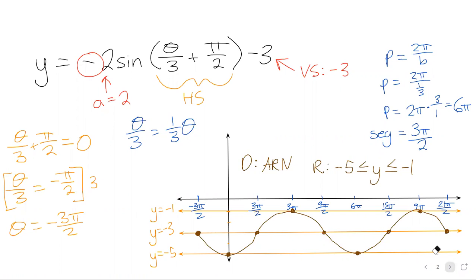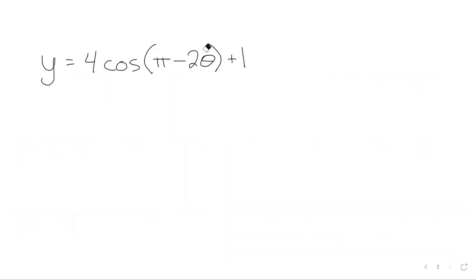Okay, we'll do one more here with one other little twist. But we'll start out the same way we always do. Vertical shift, it's 1 up. And amplitude is 4. And I'm going to hold off on marking up or starting a graph just so I can kind of show you what's going to happen here.